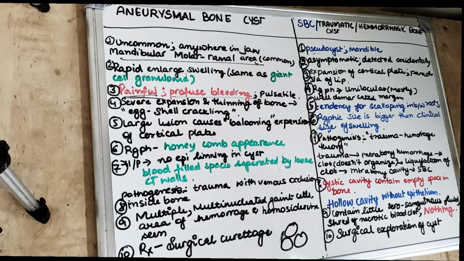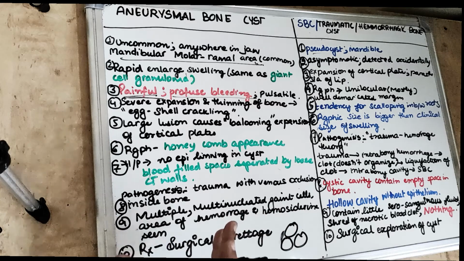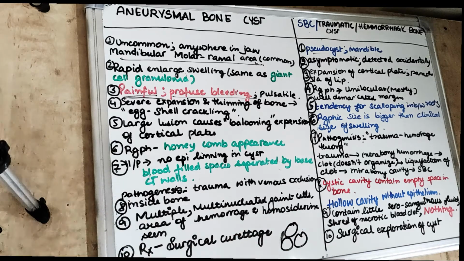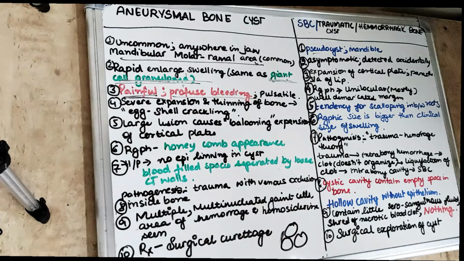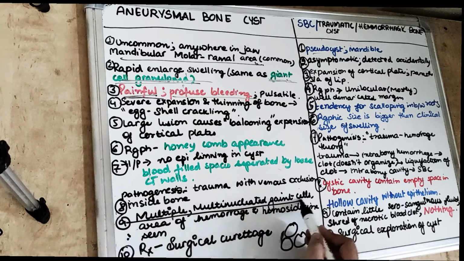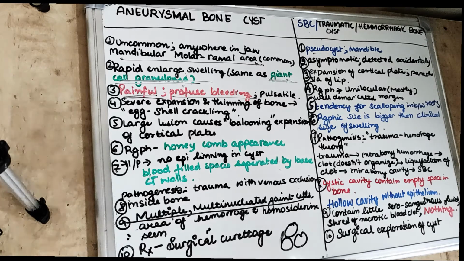One more thing I want to tell you is that the characteristic features of this lesion are very similar to the central giant cell granuloma. All the histological features will be similar to the central giant cell granuloma. Microscopically, you will see multiple multinucleated giant cells, scattered osteoid, and also areas of hemorrhage and hemosiderin.